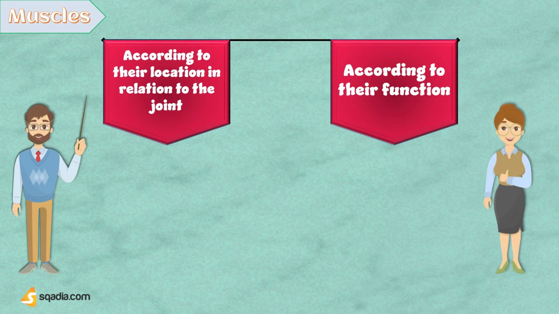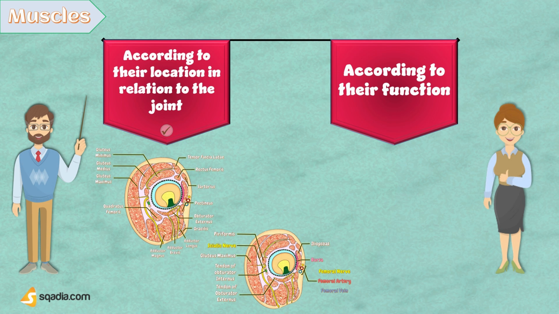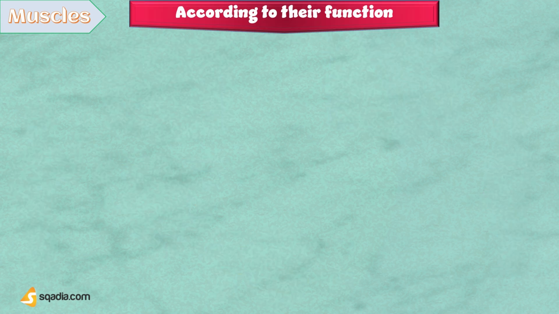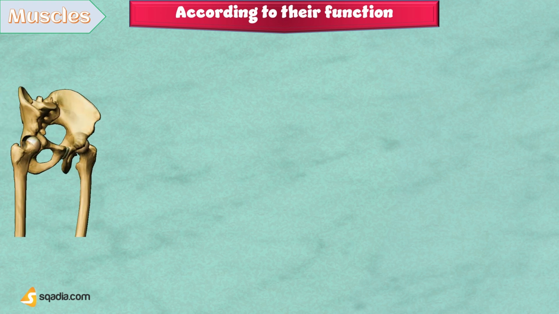Now my colleague here will help you understand how the muscles of the hip joint can be grouped based upon their functions relative to the movements of the hip. The hip joint is a ball and socket joint that allows for a wide range of movements in multiple planes. The types of movements possible at the hip joint include flexion, bending the hip joint so that the thigh moves towards the abdomen.